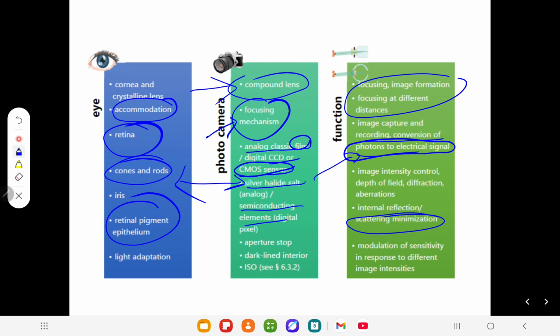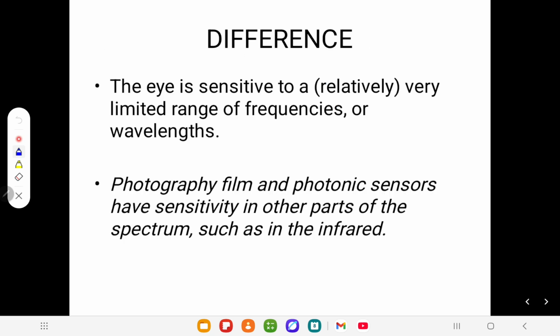Yes, definitely. Another point is that an aperture stop is used in cameras. Here the iris is used to control image intensity, and also for depth of field, diffraction, and aberrations. Then light adaptation is a function of the eye, and in a camera ISO modulates sensitivity and image intensities. All of these things are comparable between cameras and eyes, but there are a lot of differences.